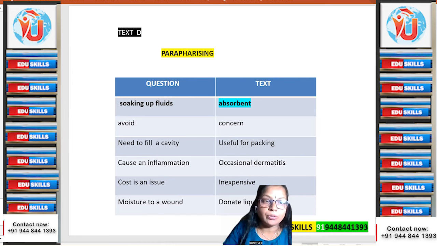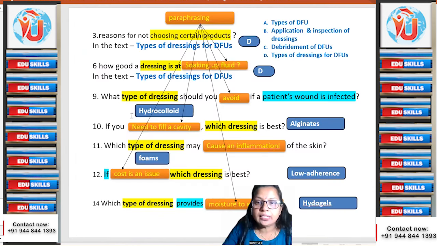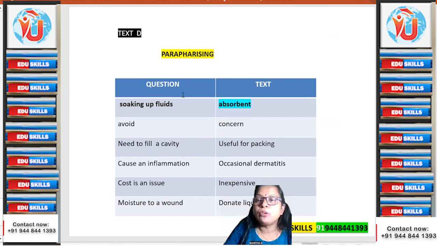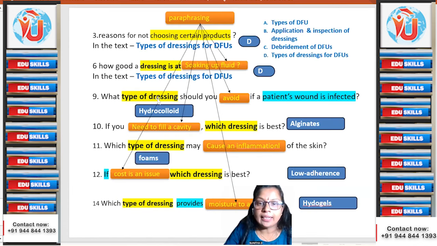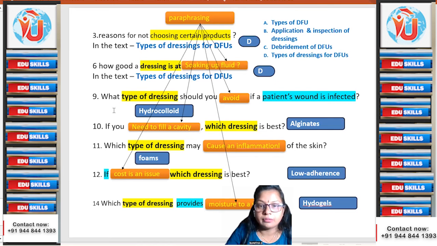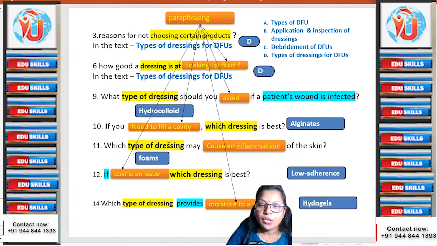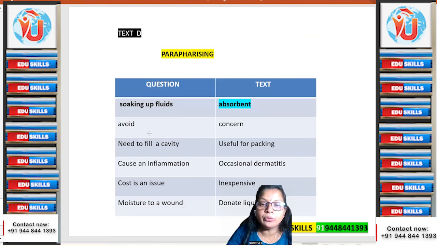The same thing in the question: need to fill the cavity. But in the text, what they mentioned? "Useful for packing." Packing. It's paraphrased. Then again, cause an inflammation. Here, dermatitis, occasional dermatitis. Okay. Cost is an issue. Right, inexpensive. Inexpensive. Is that clear? Yes, ma'am. Moisture to a wound. So what did they mention in the text, how did they paraphrase that?